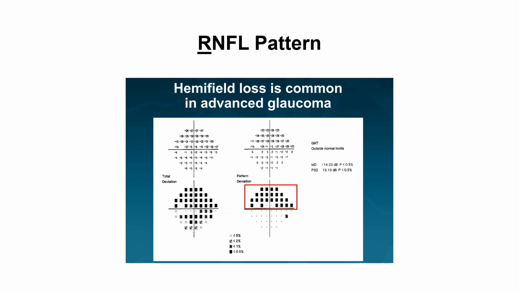This is the total deviation map. As we said, sometimes generalized field loss can happen due to cataract or hazy media. However, the pattern deviation is showing severe hemifield loss, which is common in advanced glaucoma, with an outside normal limits glaucoma hemifield test, and minus 14.3 decibel mean deviation with very high 13.13 decibel pattern standard deviation. So please look at all these parameters in order to interpret the printout very carefully.